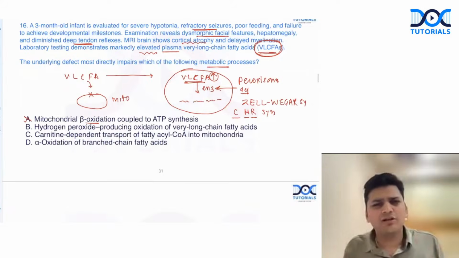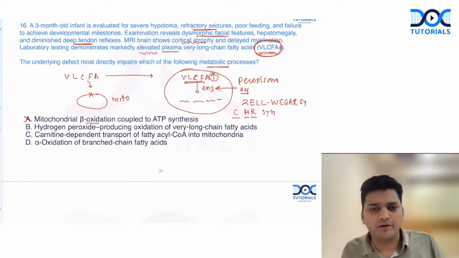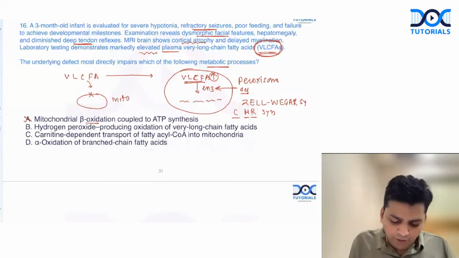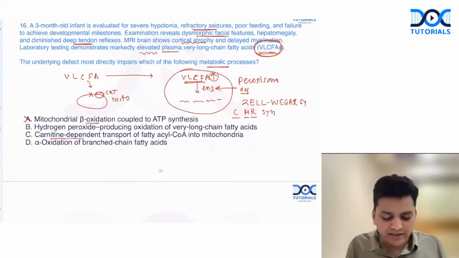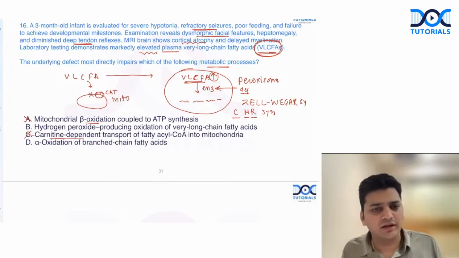No, the very long chain fatty acids, anyhow, are not going in the mitochondria. Is it the problem with the carnitine dependent transport? The carnitine dependent transport is found in the mitochondria, that is CAT. Very long chain fatty acids, anyhow, are not using the CAT.